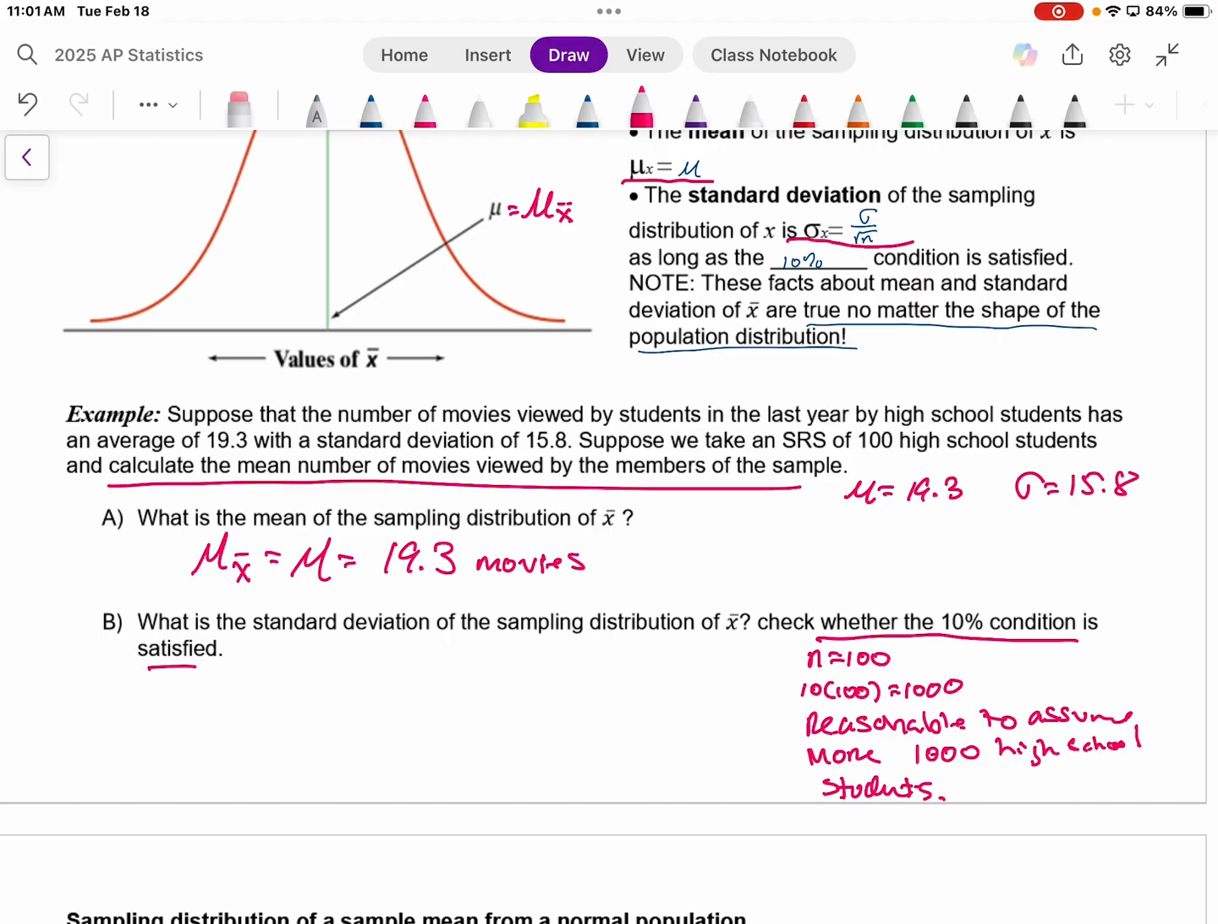Okay? So now, what's the standard deviation? Standard deviation of X bar is equal to the population standard deviation divided by the square root of n. So, 15.8 divided by the square root of 100, which is 15.8 divided by 10, which is 1.58 movies.